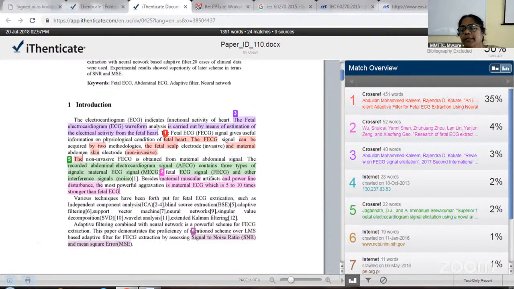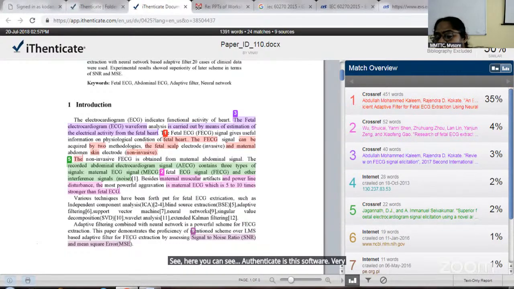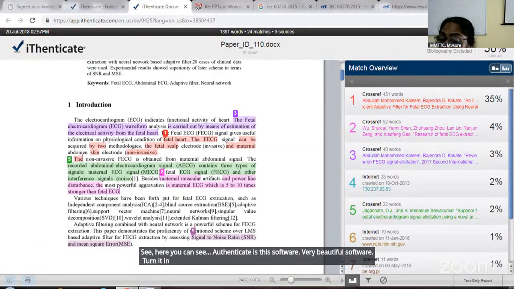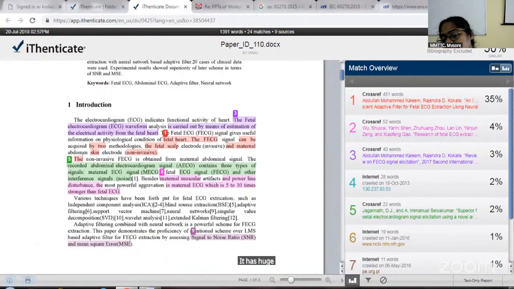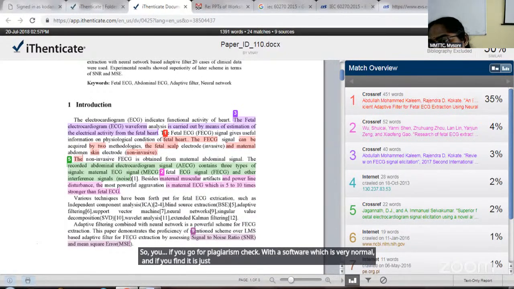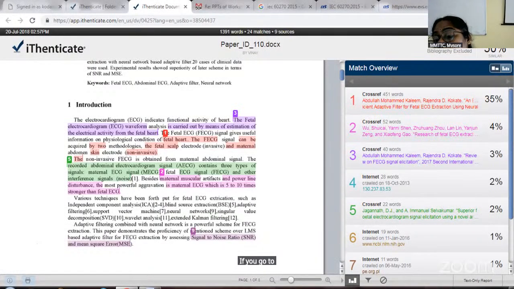See here, you can see Authenticate is the software. Very beautiful software. Turnitin and Authenticate was the first commercial software. It has huge coverage of all scholarly articles and reputed journals. So if you go for a plagiarism check with a software which is very normal, and you find it is just 2% for you, if you go to Authenticate, it makes you 20%. I think you got it, no?